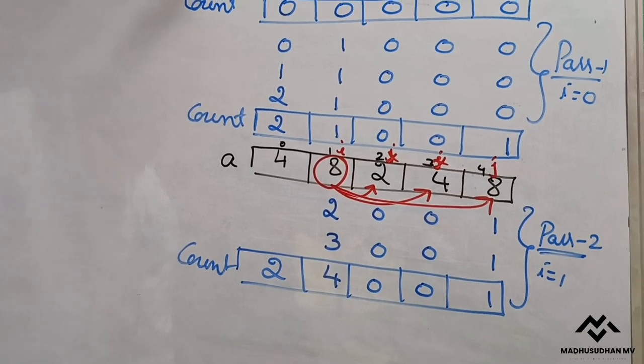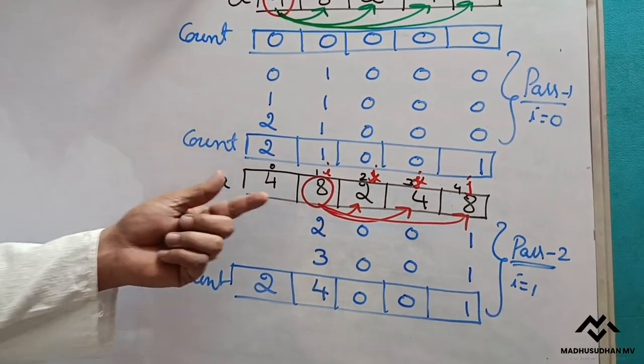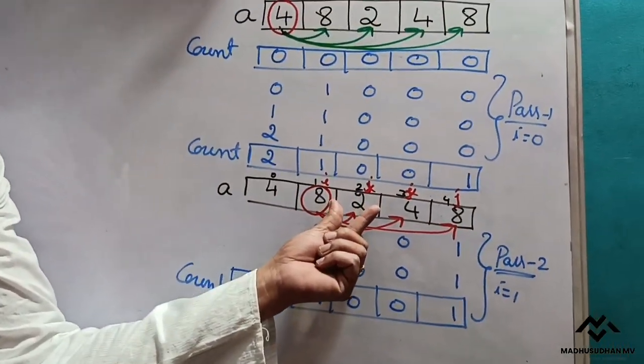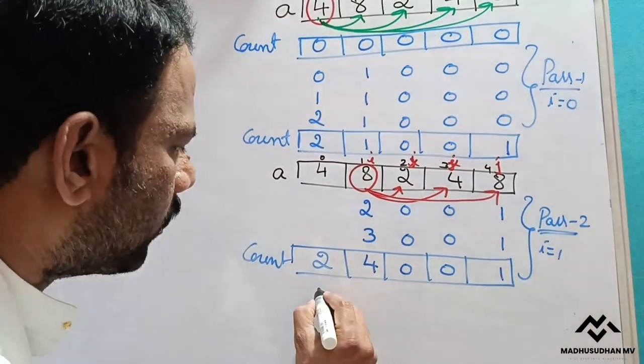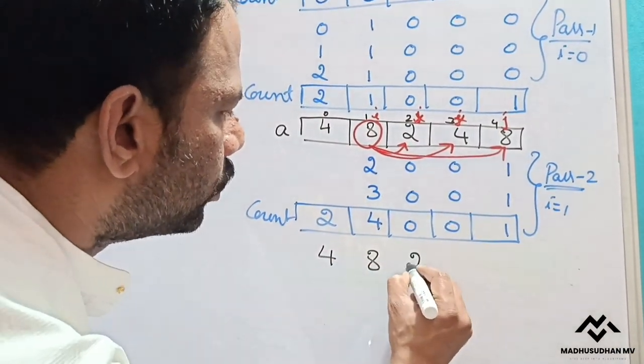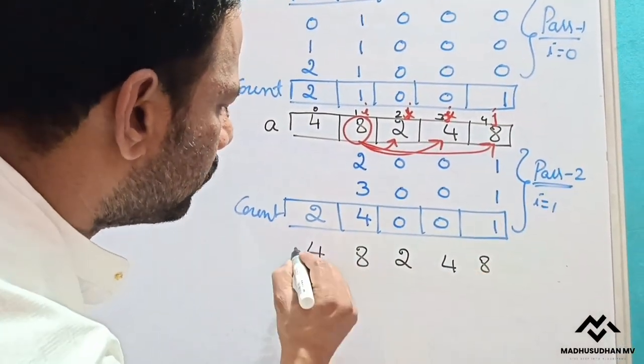Next, again I need to do the same thing. Now I need to find out how many elements are lesser than this element. So I will take 4, 8, 2, 4, 8.